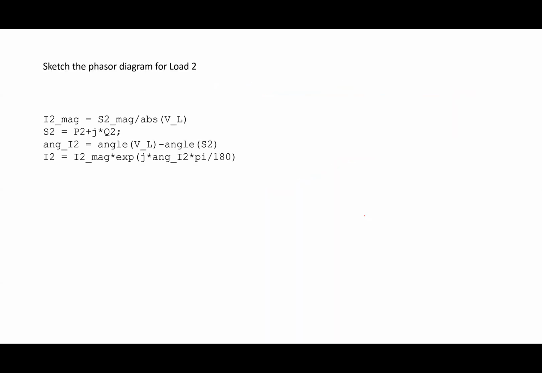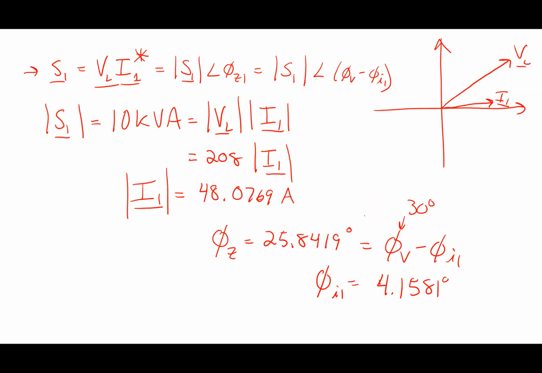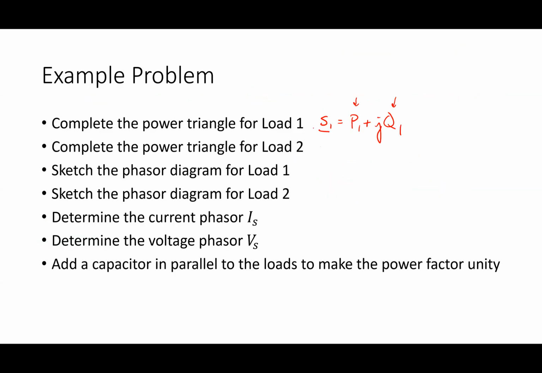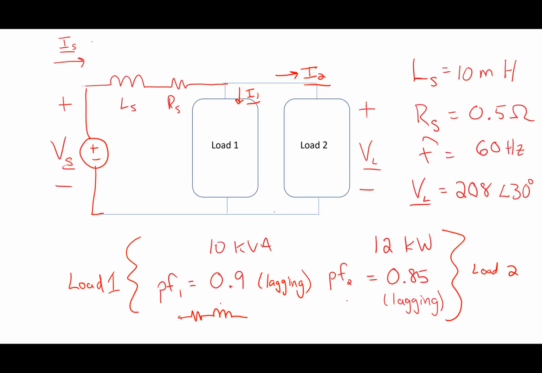All right, I want to talk about that. So my next question here was what? We figured out the first 4. I want to determine the current phasor I sub S. Here's the circuit. I sub S is the current coming out of the source there. How do I figure that out, based on what I know here?